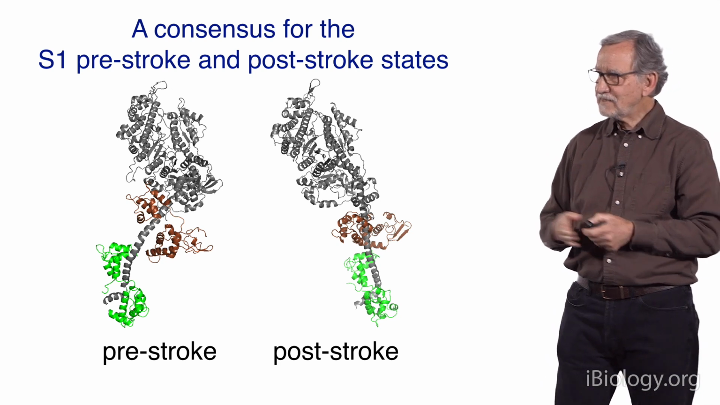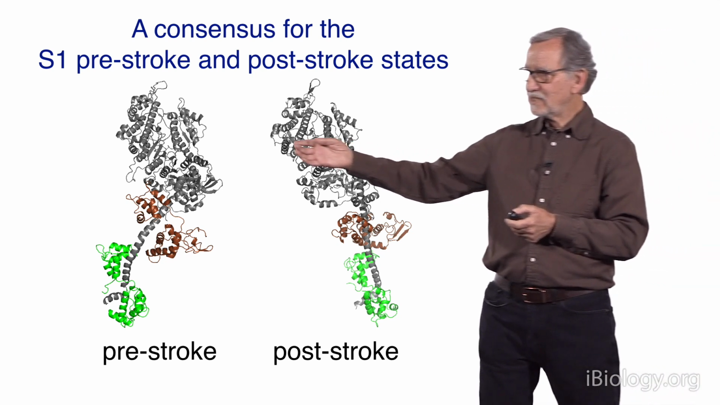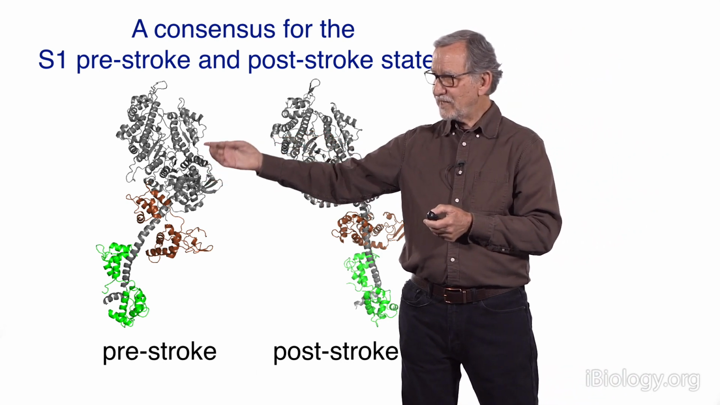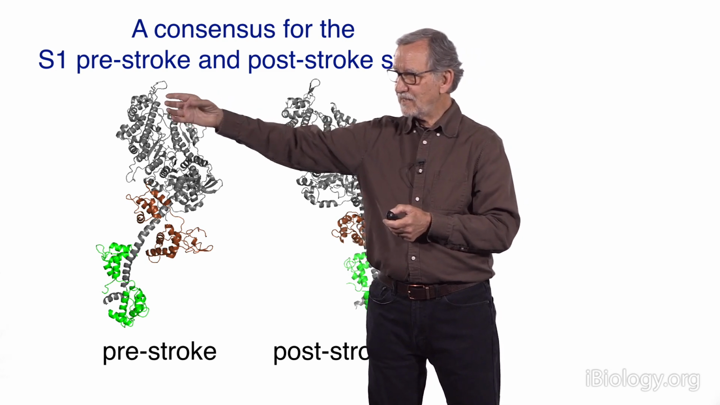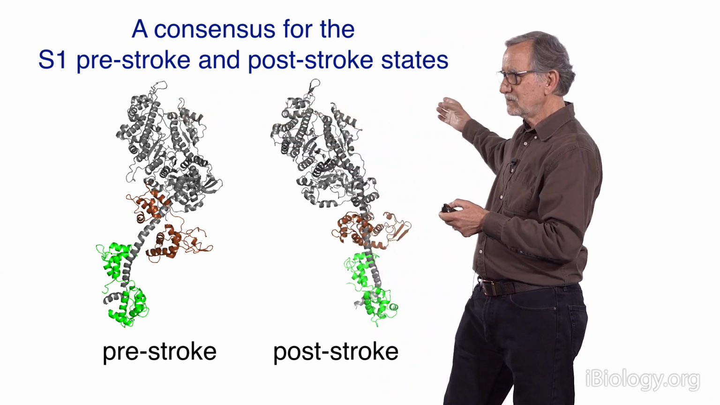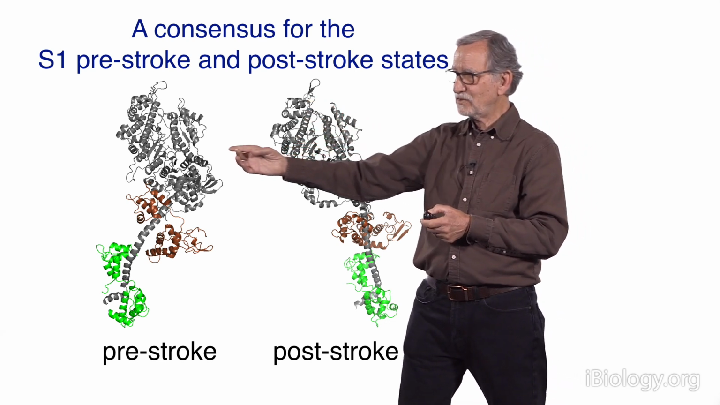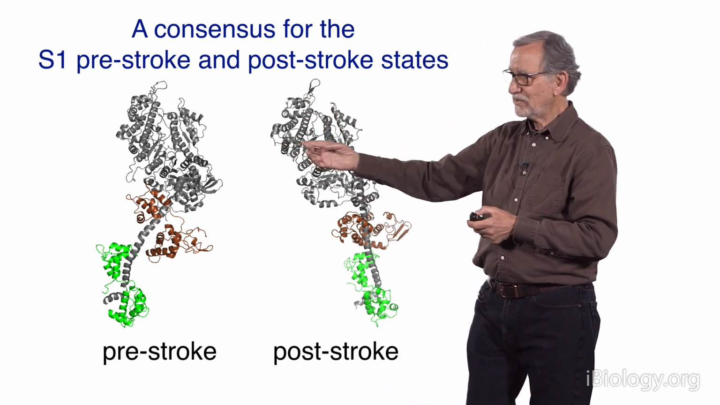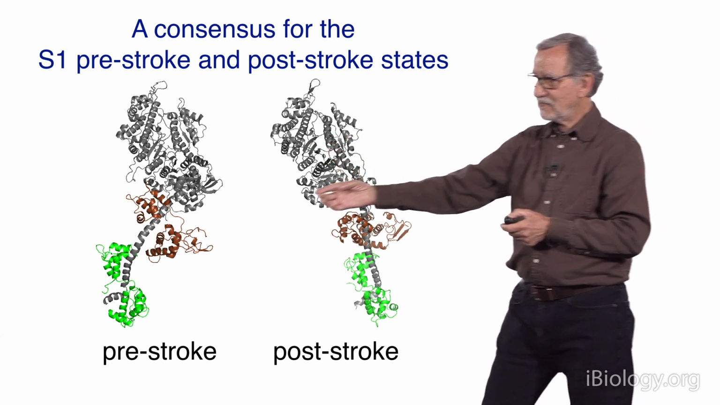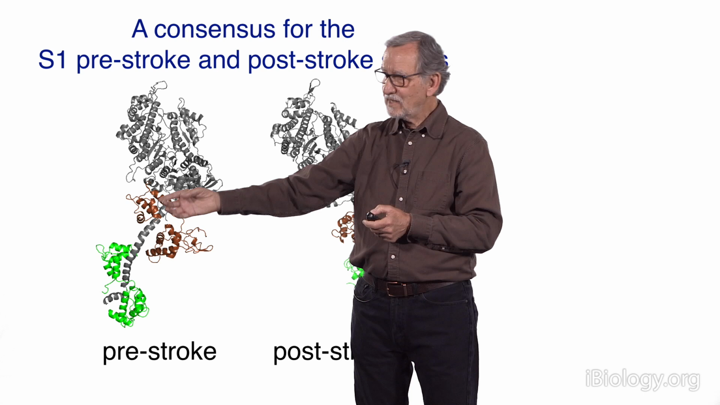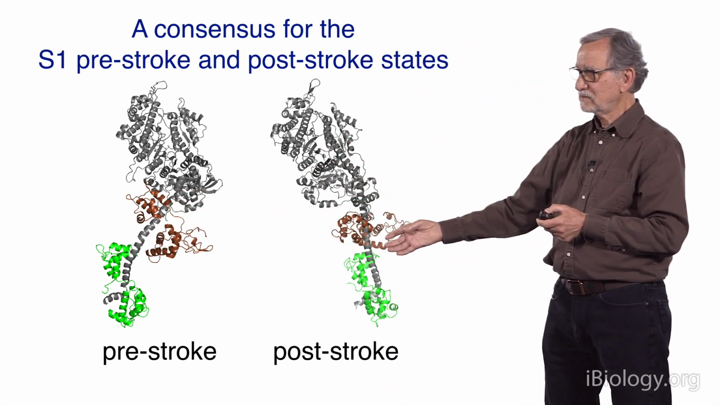So a consensus model for the pre-stroke and post-stroke states is shown in this slide. Notice that the gray head domain with actin binding here at the top has the same configuration in these two pictures. So they're not changing configuration. What's changing configuration is this light chain binding domain going from a pre-stroke state here to a post-stroke state.